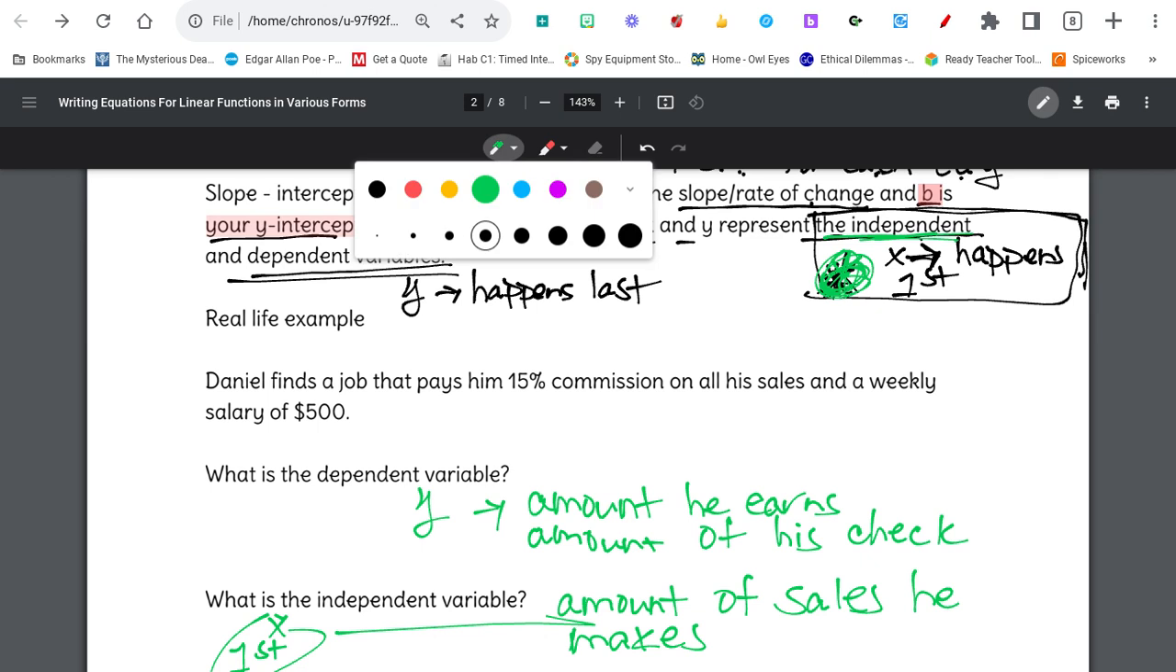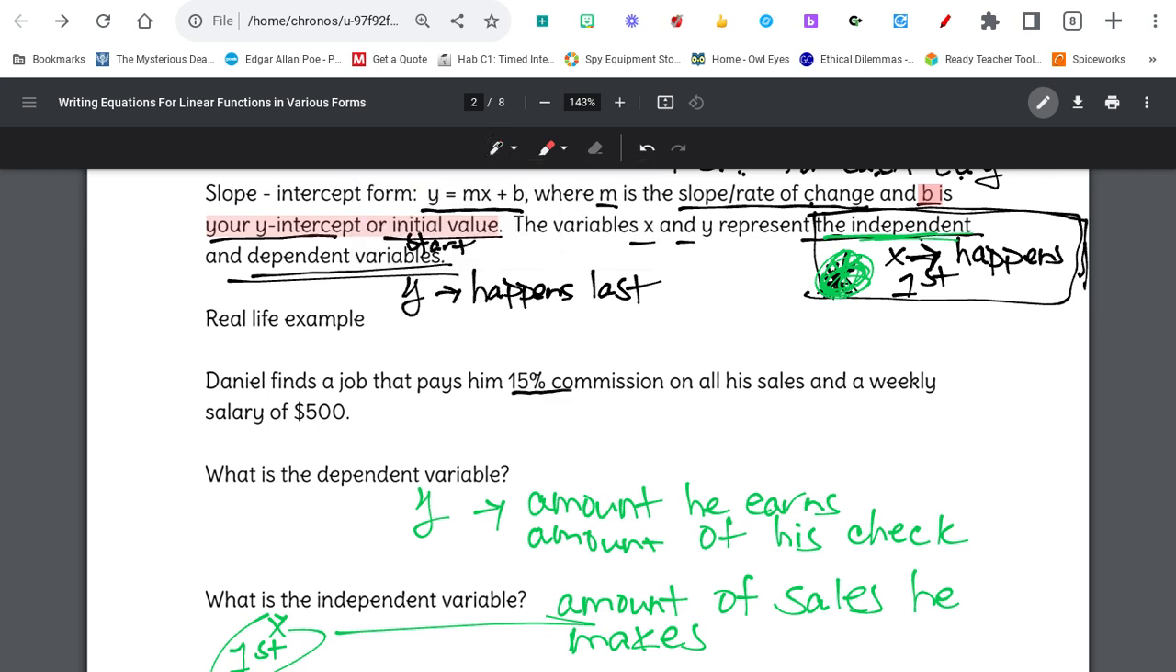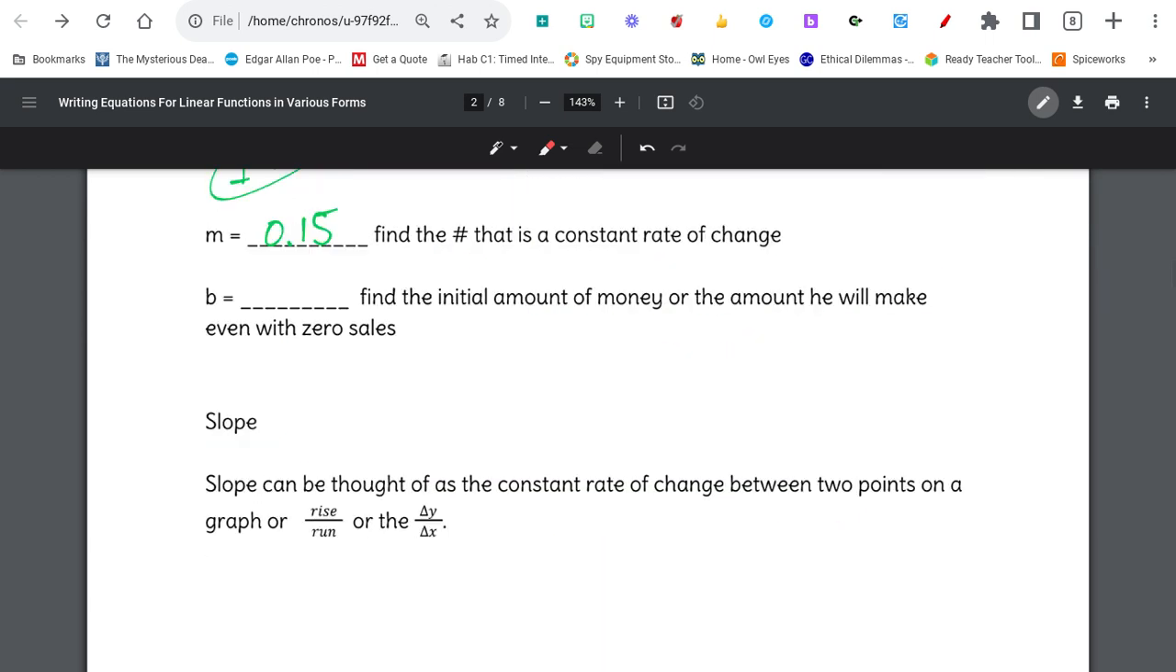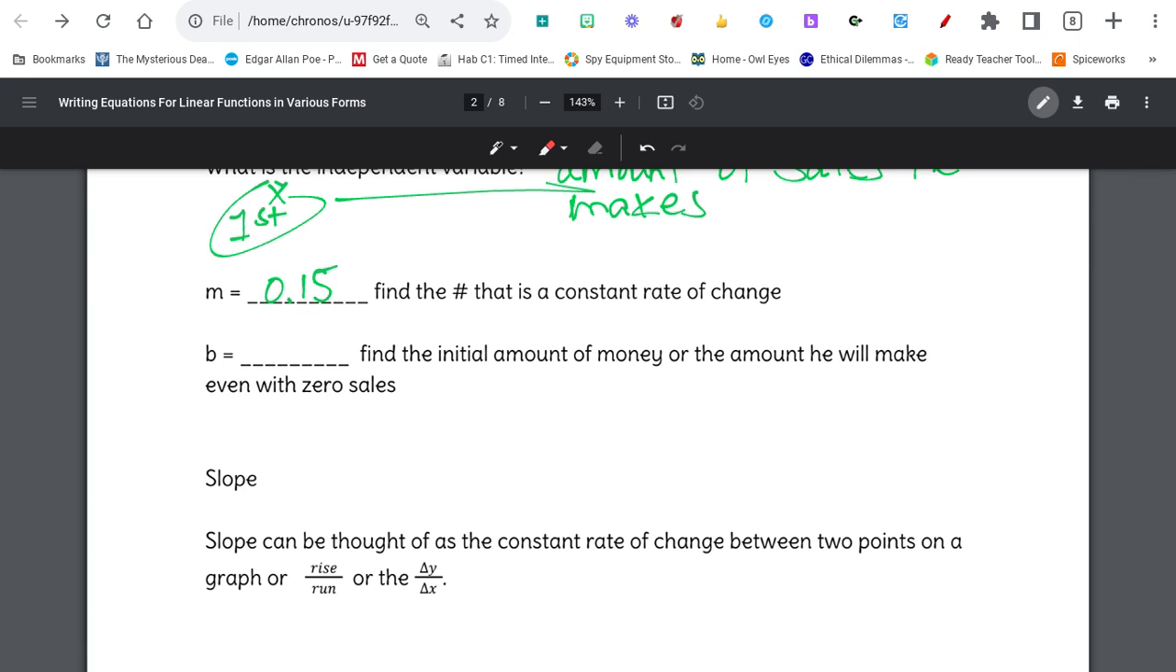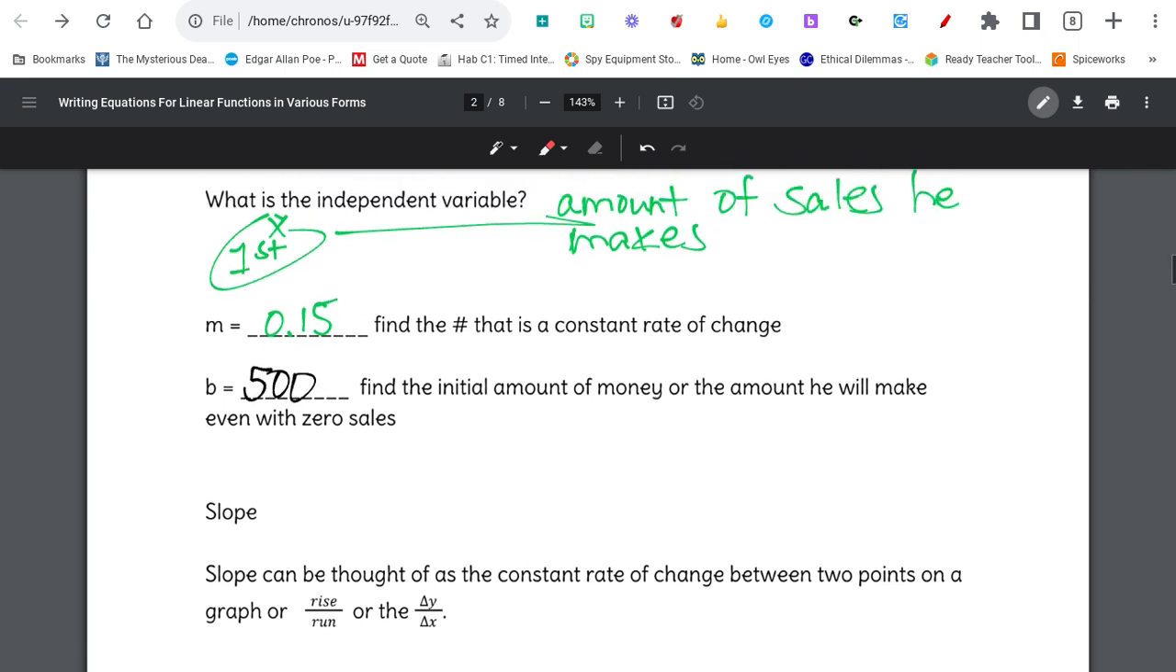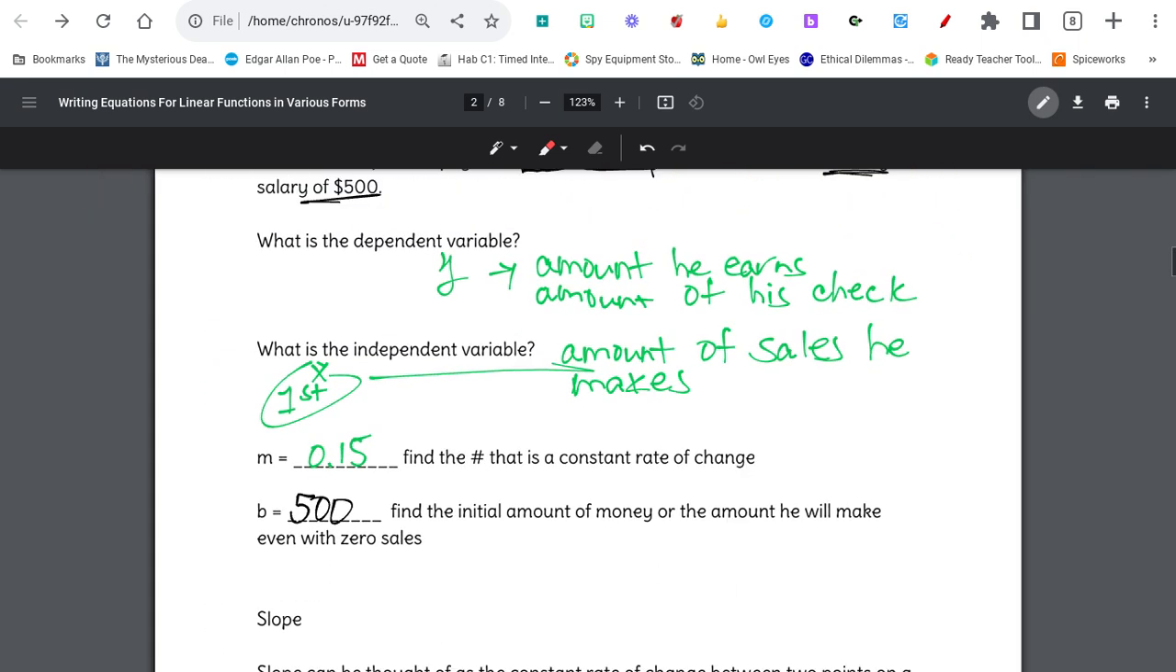All right, this is what you should have come up with. If he doesn't sell anything, if he doesn't get any 15 cents, like 0 times 15 cents, because he didn't sell a thing, he still gets a weekly salary of $500. That's his check. So the B is 500.